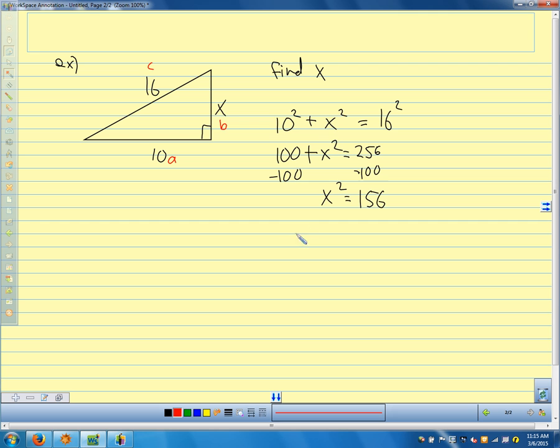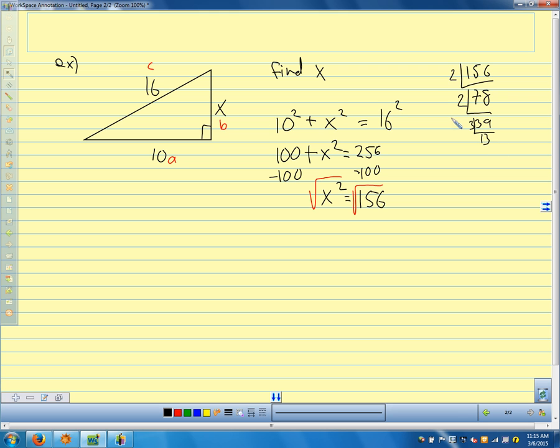So we take the square root of both sides, and this problem is going to say, leave your answer in simple radical form. So we need to simplify square root of 156. So I'll do my little trick that I like to use. 156. What's the smallest prime number that will divide into 156? 2. So 156 divided by 2 is 78. What's the smallest prime number that divides 78? 2. Divide that in half again, and I get 39. And 39 divides into 3 and 13.